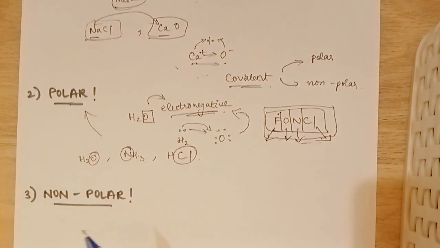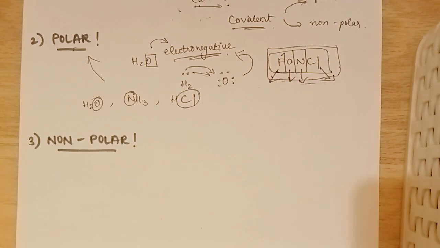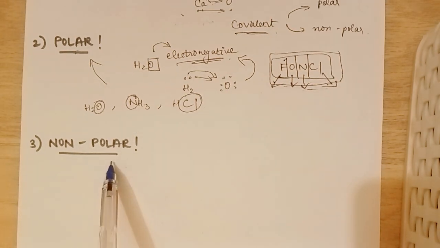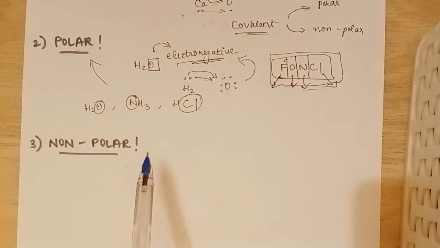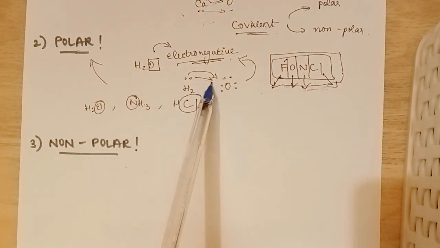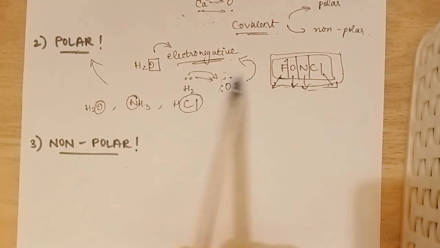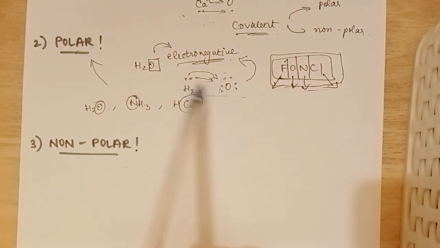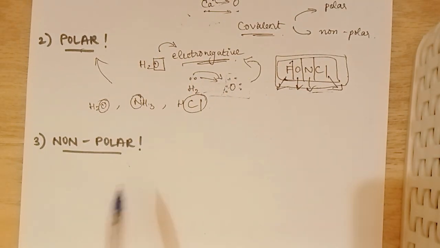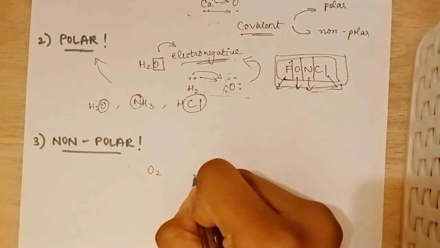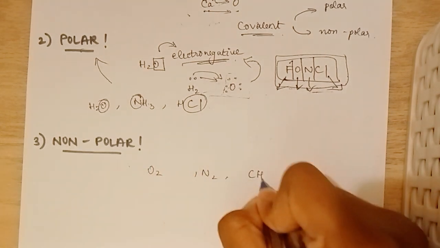And then finally comes non-polar. So what are non-polar compounds? Non-polar compounds is where equal sharing happens. Polar compounds are where it is not equally shared and one element will be attracting electrons towards itself. Whereas in non-polar, both the elements or the same atoms will be equally sharing the electrons amongst themselves. For example, O2, N2, CH4.